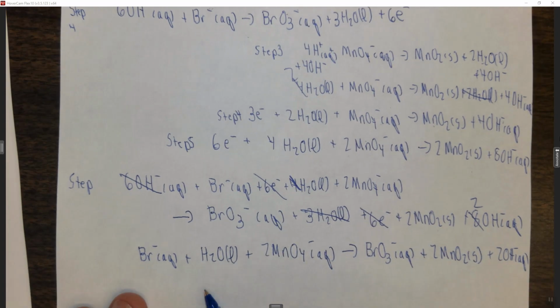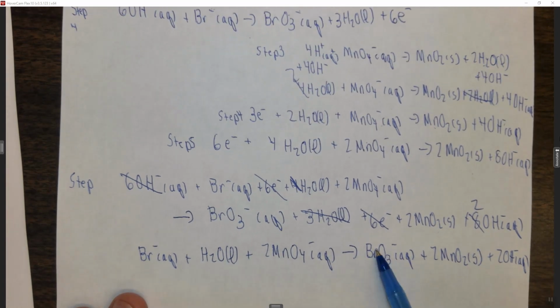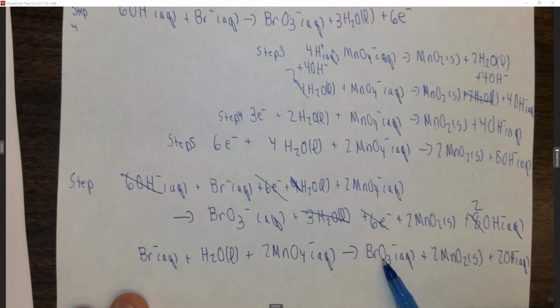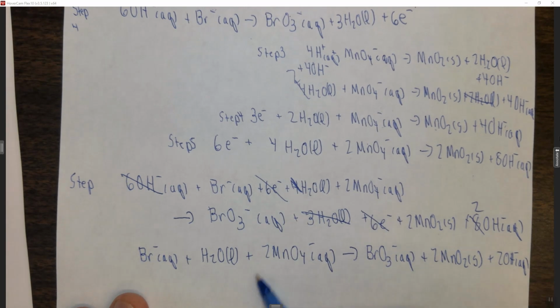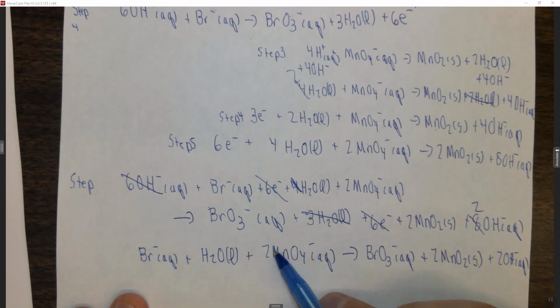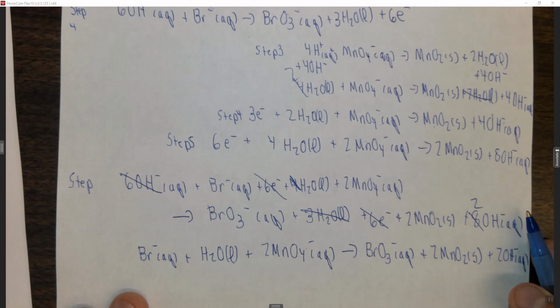Let's check it. 1 bromine, 1 bromine. 2 hydrogens, 2 OH minus is 2 hydrogens. 1 oxygen plus 8 more oxygens is 9 oxygens. 3 oxygens plus 2 times 2 is 4 oxygens. That's 7 oxygens. And 2 more is 9 oxygens. 2 manganese, 2 manganese. Good. Let's check the charges. -1 and 2 minuses is 3 minus. -1 and 2 minuses is 3 minus.